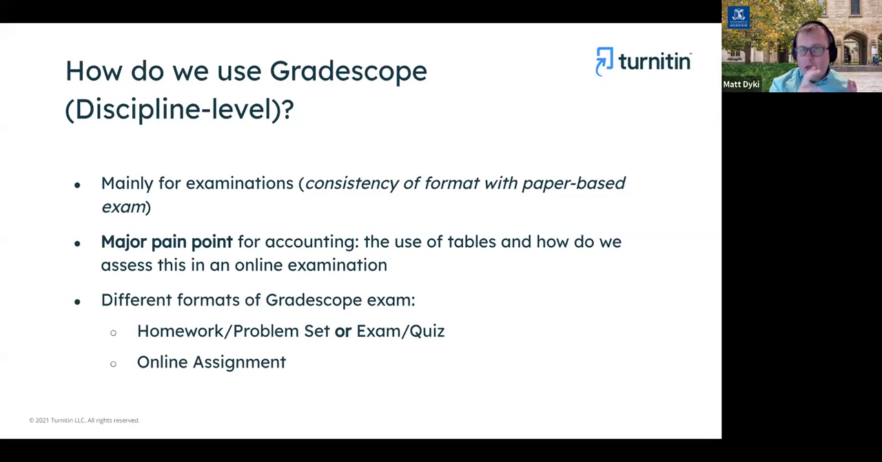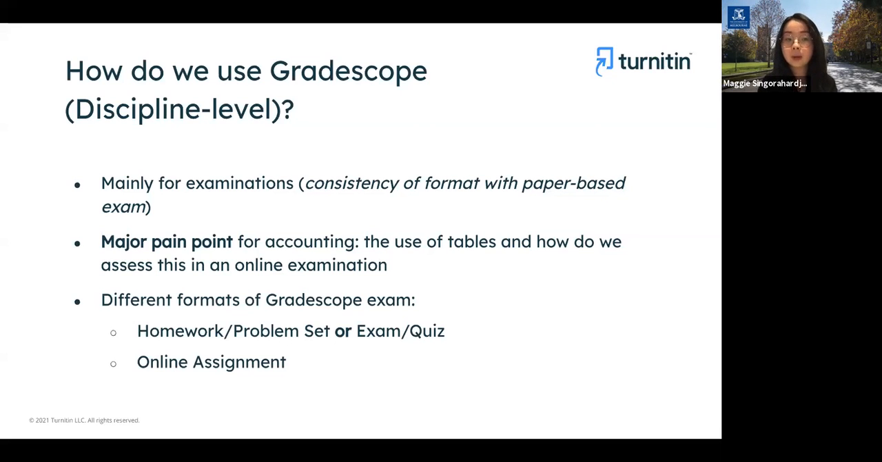Just to jump in quickly there, this is something that when we moved online wasn't possible with many of the alternatives we had to choose from. Yes. So the major pain point in a lot of the accounting subject is that with the debit and credit subject especially, there is a lot of use of tables, and assessing this in an online examination, like Matt just mentioned, would be difficult in the other exam tools that we currently have. But the ability for Gradescope to scan and upload the student answers enables us to assess these examinations as well.